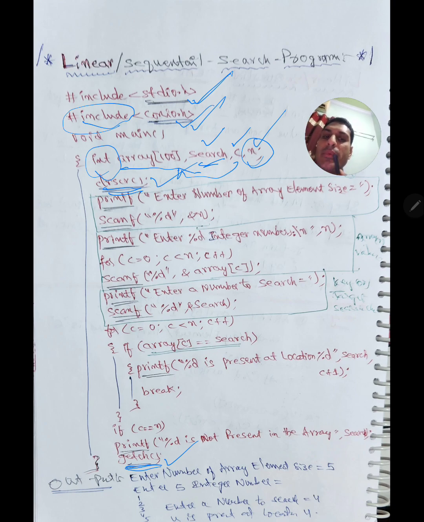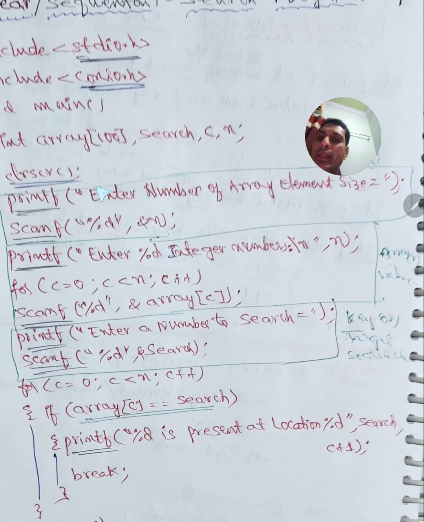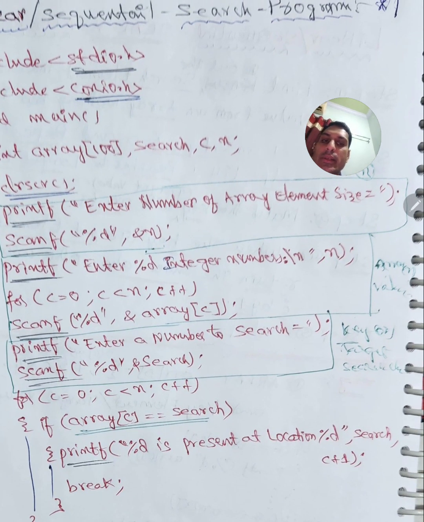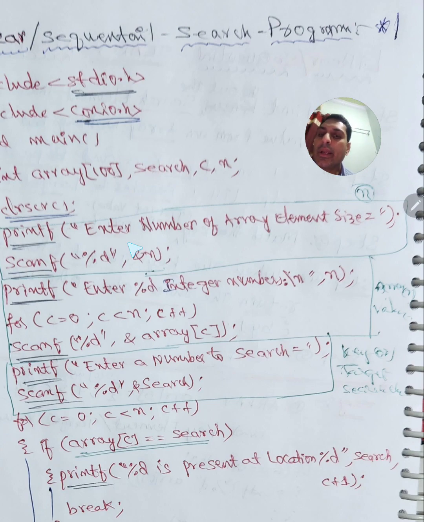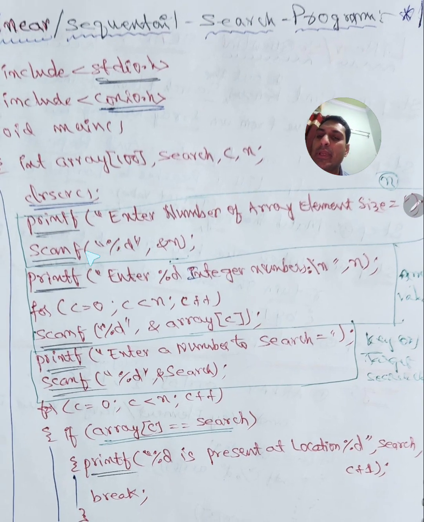Clear screen: if any data was there in the console previously, it will be cleared, leaving the black color screen. Now, I will remove my markers and I will zoom in. See, this green color is for storing the size, that n. Enter the number of array elements, how many numbers you want to enter. That should be less than 100. That will be stored by scanf. Scanf means format, percentage d, ampersand n, the address of n, where it will be stored. Very simple. Then printf, enter percentage d integer numbers.